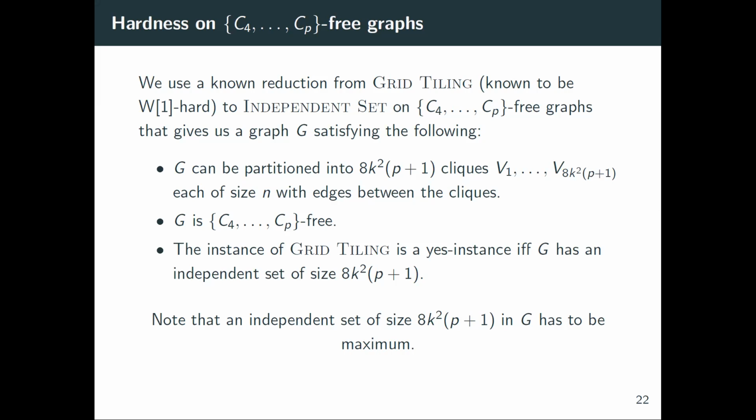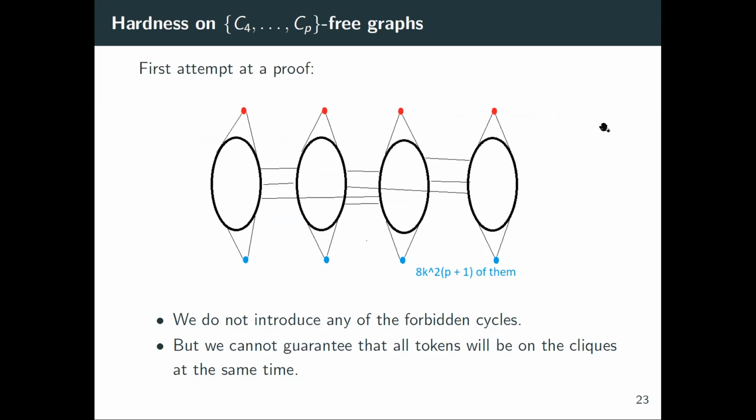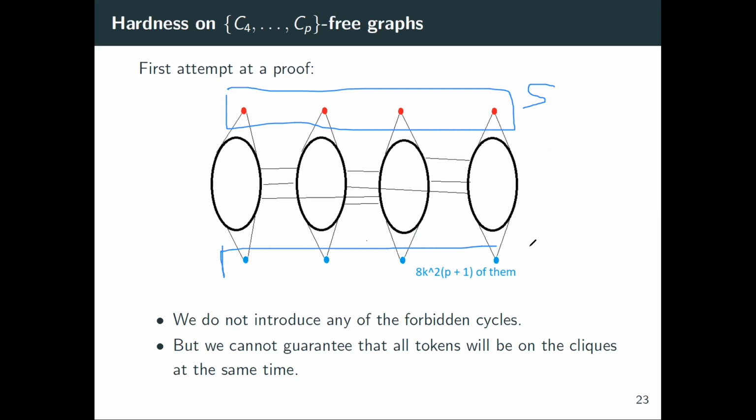So how do we use this for showing hardness of token sliding and token jumping? And let's focus on token sliding for now, because it's going to be the same anyway. So we have those cliques and some edges that go between the cliques. So the first attempt would be as follows. We will add a universal vertex to each one of the cliques, and we will call this the starting set or the starting independent set. And then we add another universal vertex to each one of the cliques and call this the target independent set.